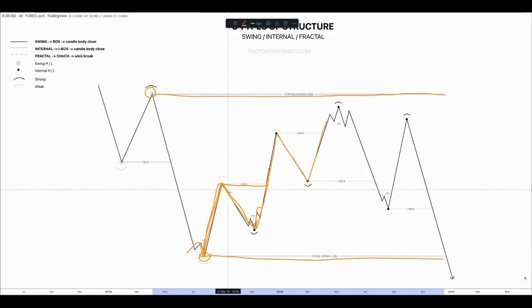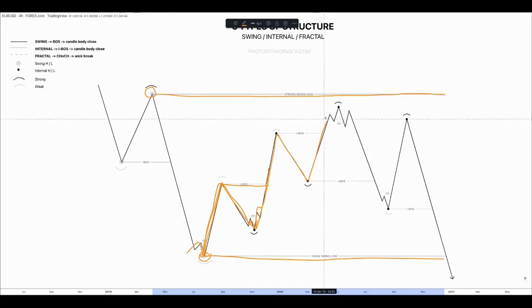So when the internal structure shifts bullish, when we get that bullish IBOS, right, that's just the internal structure shifting bullish to facilitate a swing pullback, okay? But the whole time, the swing structure is bearish. So what this means is that the internal structure is not aligned with the swing structure because the internal structure has to shift bullish to facilitate that larger swing pullback, okay?